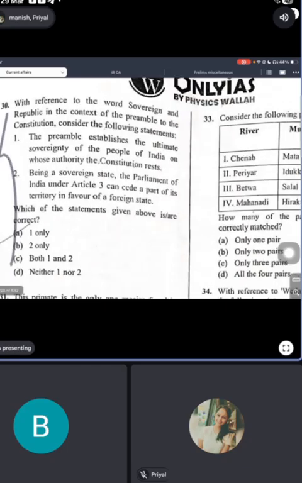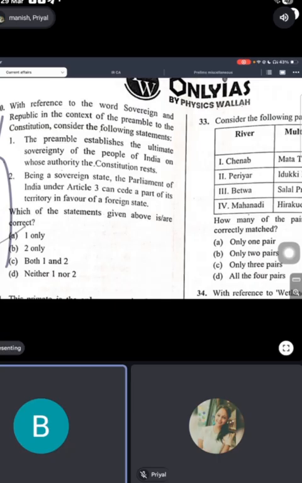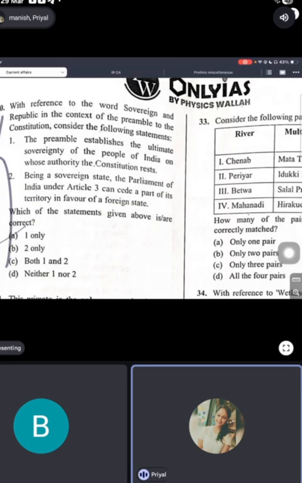Now read this question, Bhagya. With reference to the words sovereign and republic in the context of the preamble to the constitution, consider the following. The preamble establishes the ultimate sovereignty of the people of India on whose authority the constitution rests. Being a sovereign state, Parliament of India under Article 3 can cede a part of its territory in favor of a foreign state. You guys tell me, because this is a very easy question. Yesterday only we discussed this question.